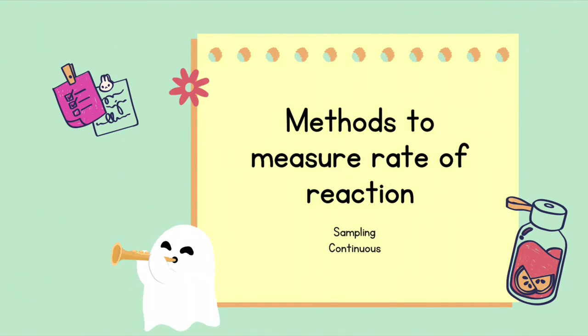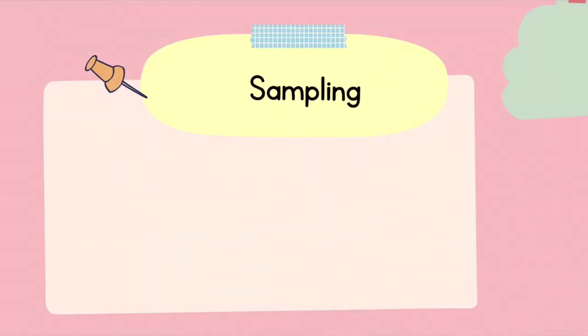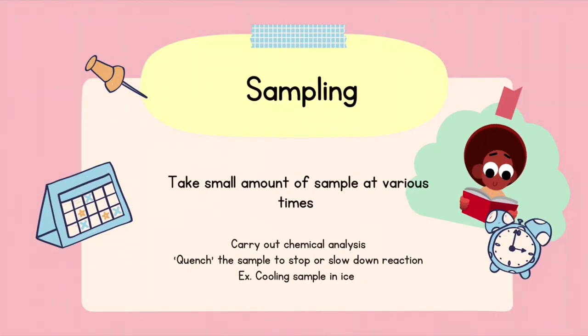There are two main ways of measuring the rate of reaction: sampling and continuous. For sampling, we are taking a small amount of sample at various times and carrying out chemical analysis to find out the amount of products that are formed. During that reaction, we need to quench the sample to stop or slow down the reaction. One example is by cooling the sample in ice. This would cause the temperature to decrease, therefore the rate would also decrease.